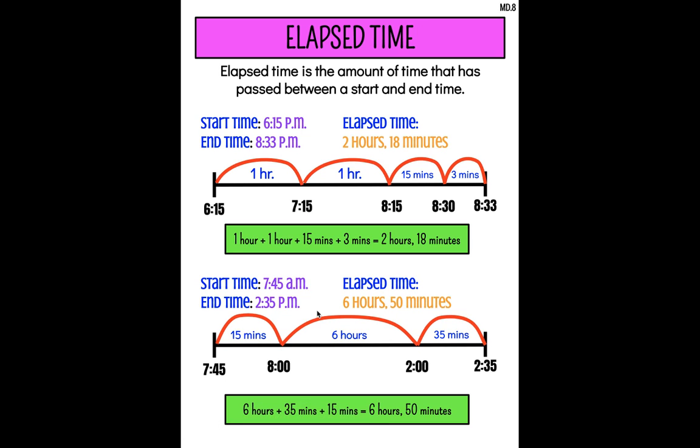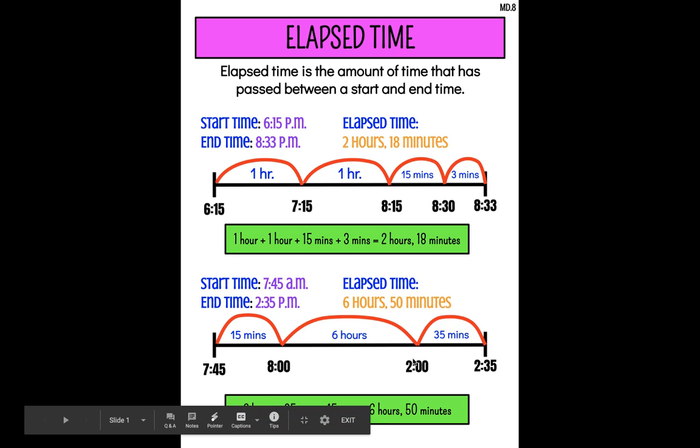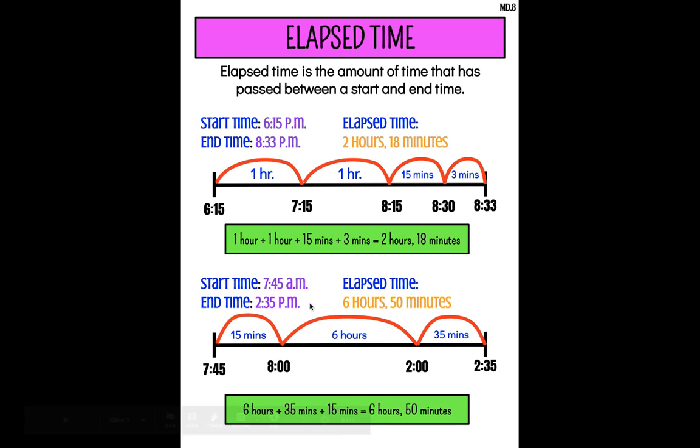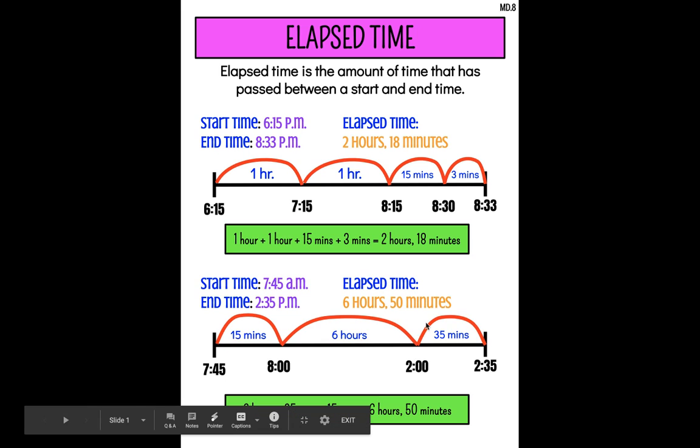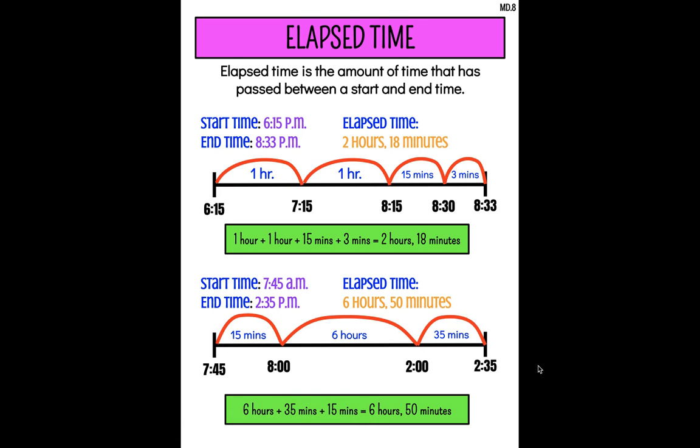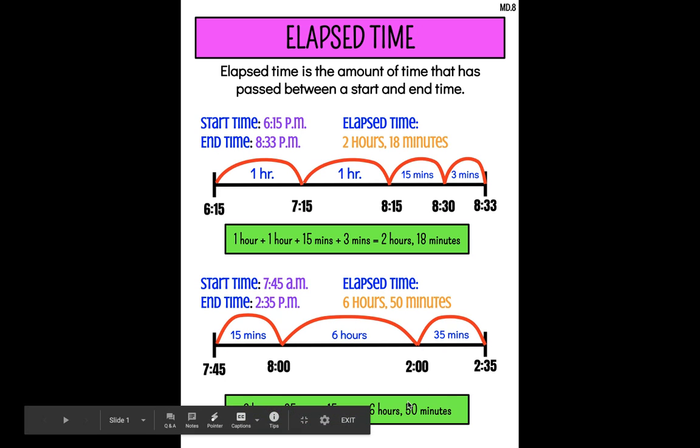So then I said, okay, I need to get all the way to 2 o'clock. So how many hours can I jump to get to 2 o'clock? And that was 6 hours. So 7:45 to 8 was 15 minutes. 8 to 2 was 6 hours. And then I needed to get to that 2:35 end time. So I added another 35 minutes to get me to my end of 2:35. So then I started with my largest numbers. So I did 6 hours plus 35 minutes plus 15 minutes. And that gave me a total of 6 hours and 50 minutes.